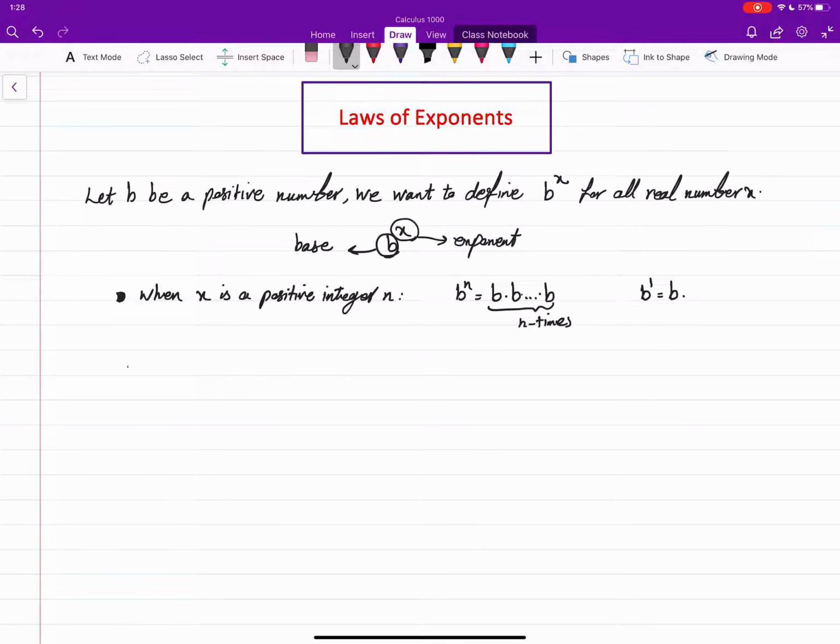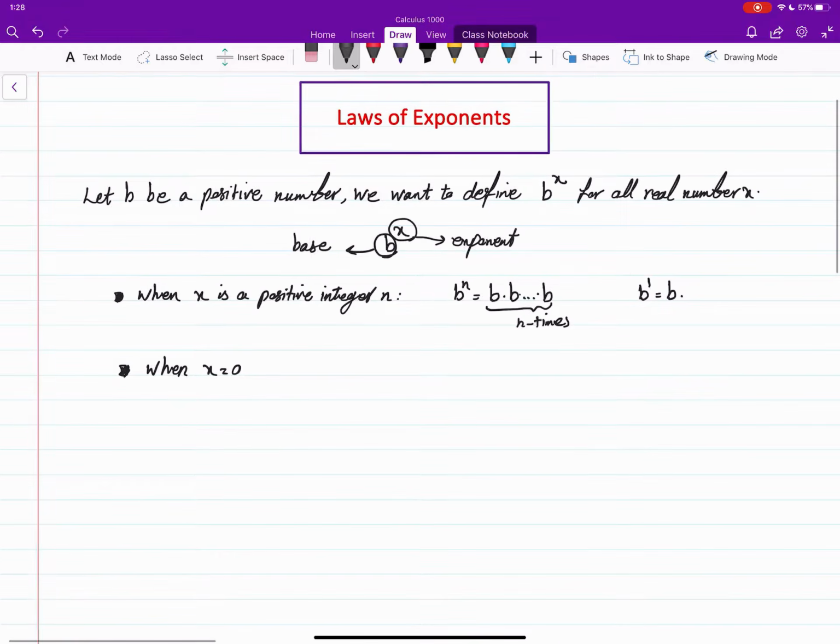Well, that is a positive integer, but what about another integer, which is 0? Well, b to the power 0 is set to be equal to 1. There are very good reasons for that, but know that any base to the power 0 is 1.